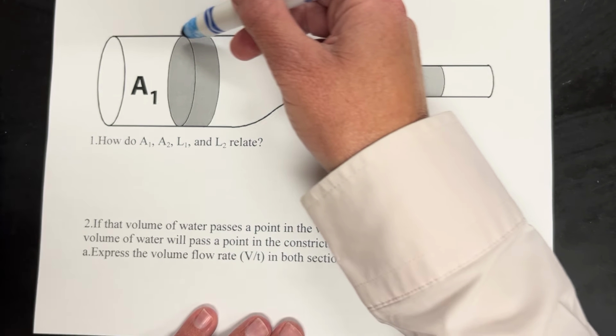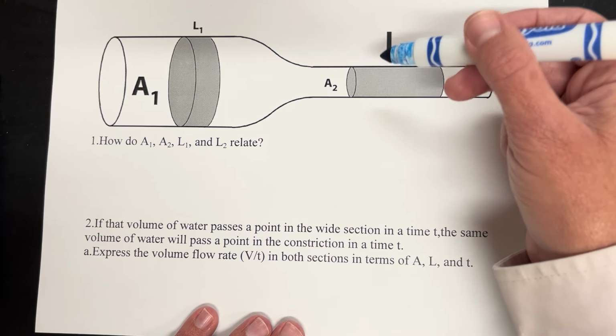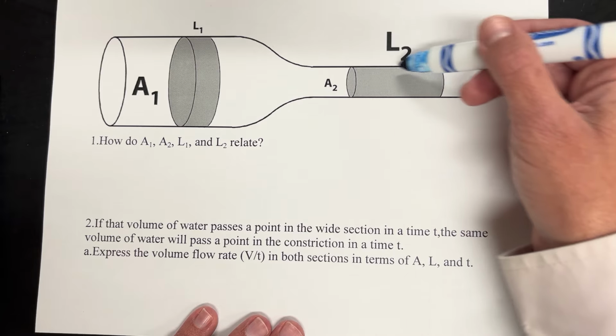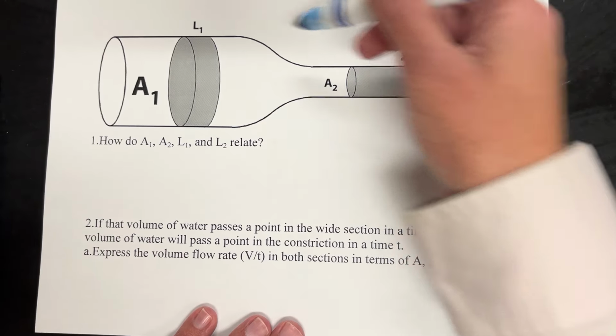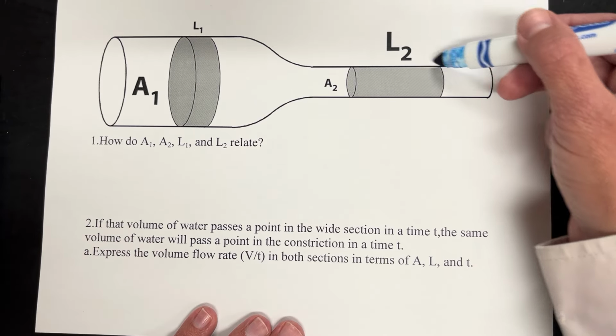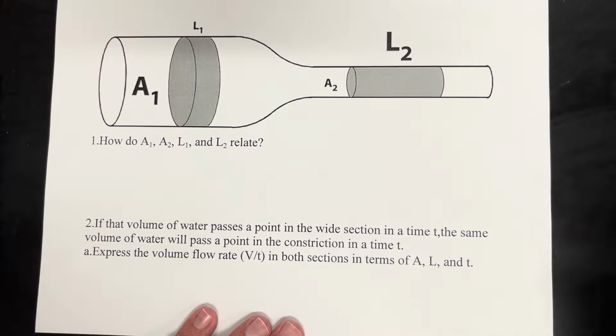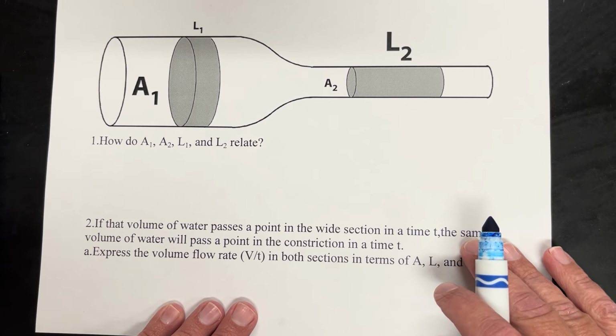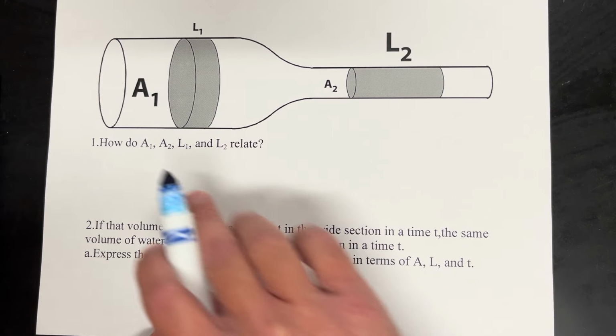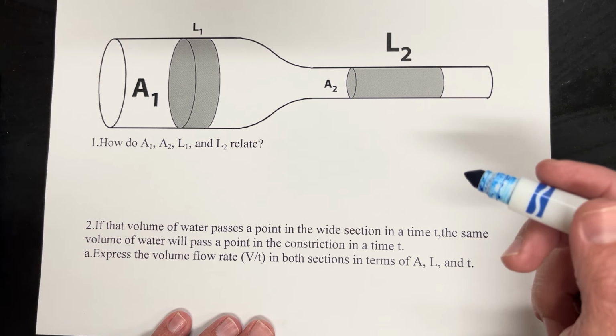This little piece of water has a length of L1, and this piece of water has the same volume as that piece of water. In order for that to happen, it needs a length of L2 there. And so they ask us, how do A1, A2, L1, and L2 relate?